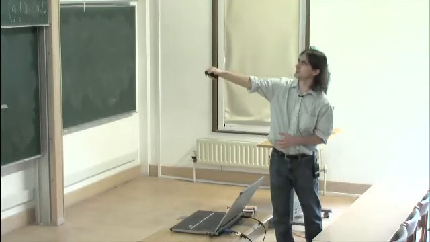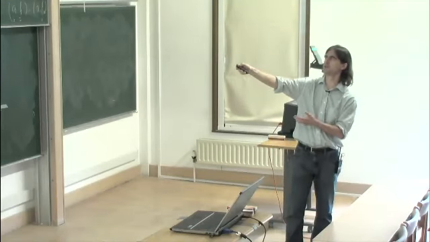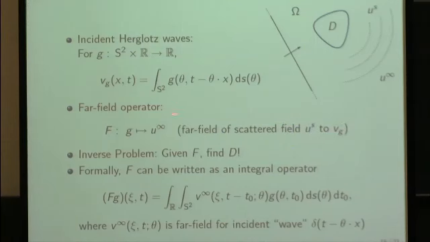So these Herglotz waves solve the wave equation. That's not difficult to see. And the far field operator is now defined to map g, which is that density, to the far field pattern of the scattered wave for that incident wave vg. So that illuminates the obstacle. Then there's the scattered field, which has a far field, and F maps g to u infinity. The inverse problem is, given that F, give me the D.